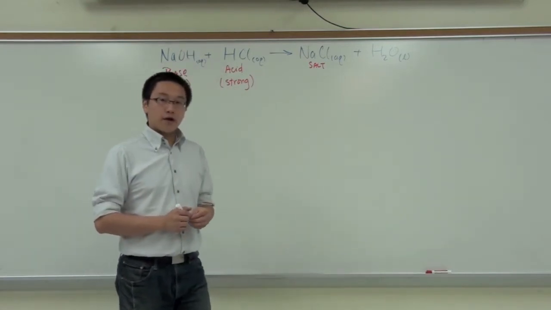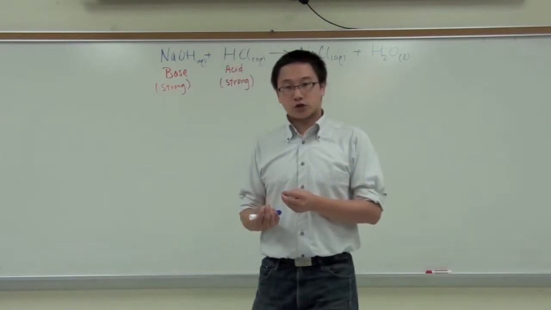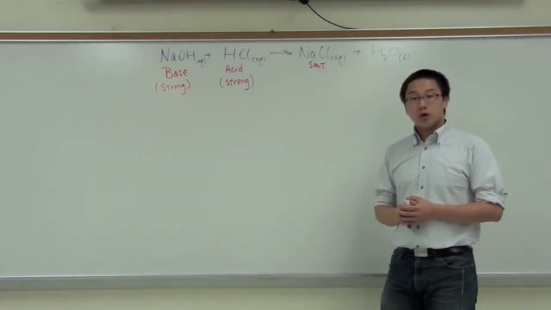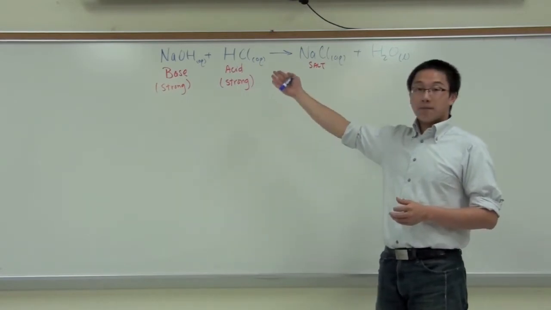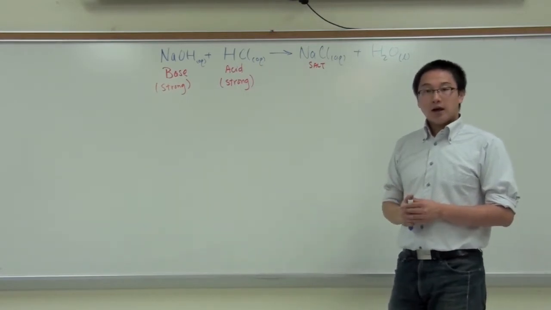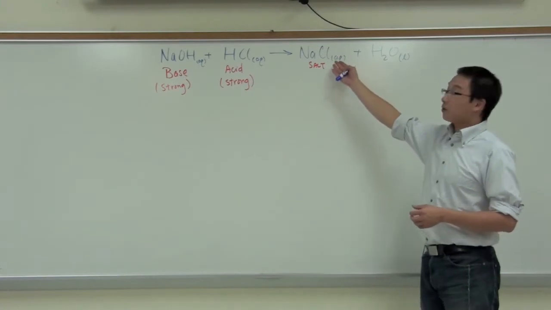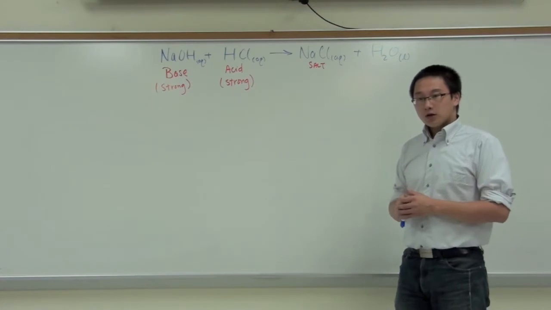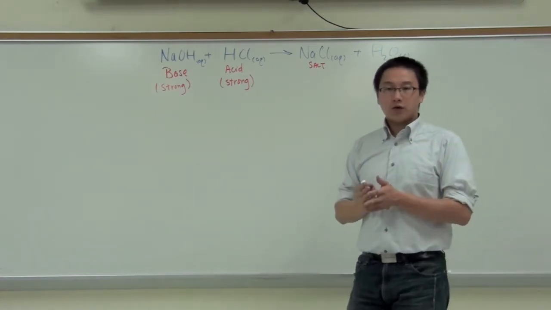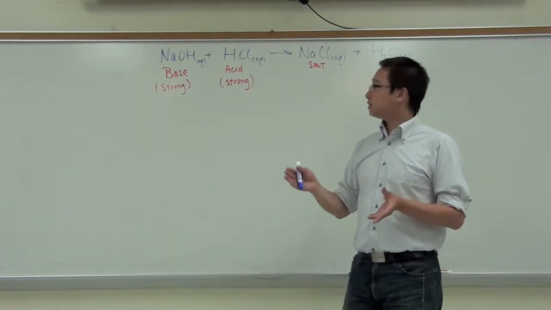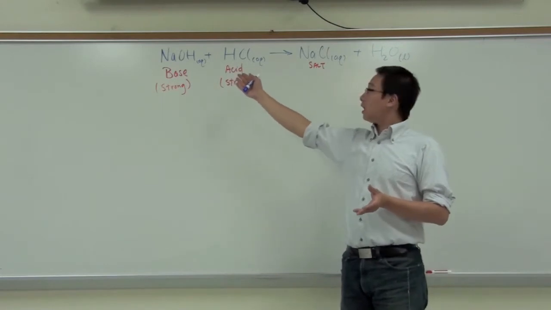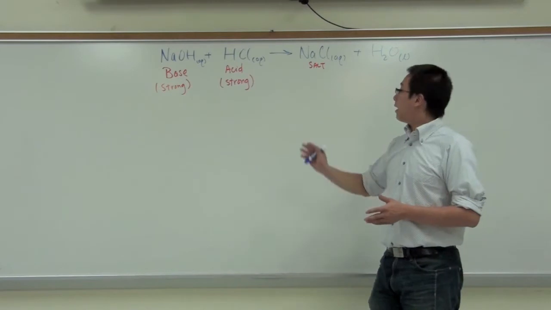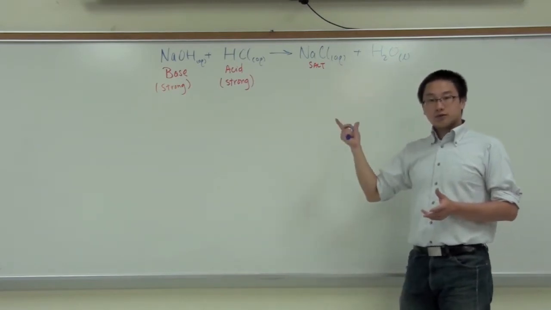So here we have a simple acid-base reaction, and you should be very familiar with this reaction. We have sodium hydroxide mixing with hydrochloric acid, and the products are sodium chloride and water. In our very first day of learning acids and bases, we learned that when we mix a base and an acid together, we will make salt and water. And we would like to focus on the salt.